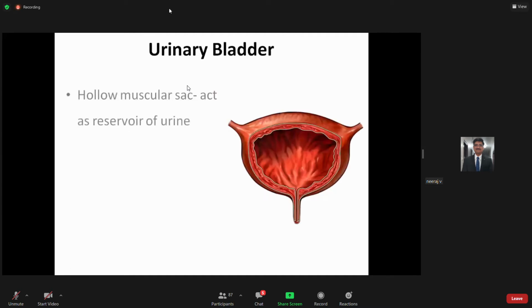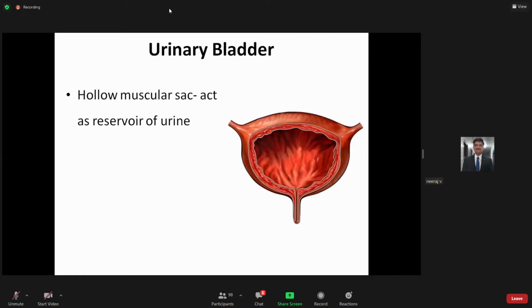Okay, so we all know that the urinary bladder is a hollow muscular sac which basically acts as a reservoir of the urine, which is formed, of course, by the kidney. From the kidney up to the urinary bladder, we have a connection in terms of ureters, and we know the ureter brings whatsoever urine is formed by a very important physiological mechanism of the function of the kidney.